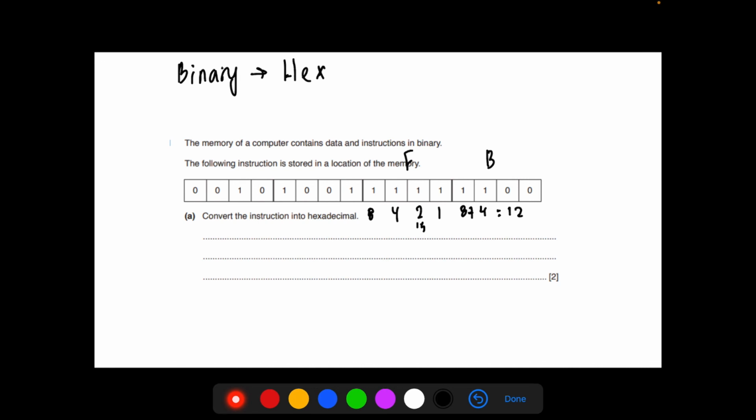Okay. And right here we have 8 and we've got 1, which is 9. And that's just going to be 9 in hex. It's going to be the same as decimal. Right here we just got 2. And that's pretty much it. So that's just going to be 2. So our answer is going to be 2, 9, F, B.